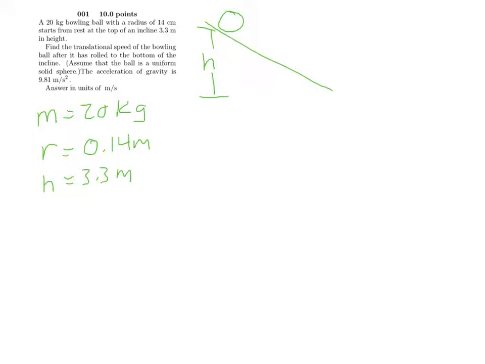Well, when the bowling ball gets to the bottom, it's going to be doing a couple things. It's going to be moving with a certain velocity this way, a translational speed. It's also going to be rotating with an angular speed. So I've got to take both of those into account. Now, if I'm talking about energy, I know that the amount of energy it has up top is going to be the same as the amount of energy it has at the bottom. So I'm going to ask the questions I usually ask with conservation of energy.